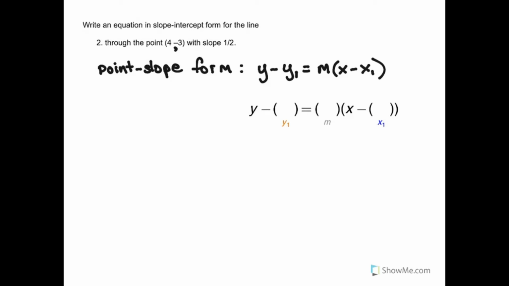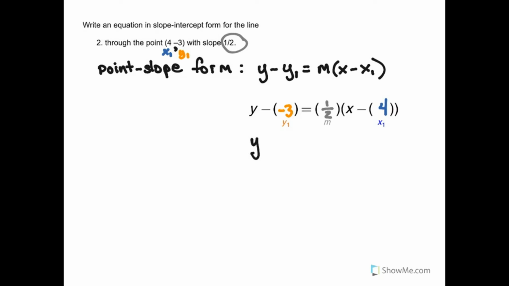Well, let's fill in the values we know. The x-coordinate of my point, x1, is 4. So I can fill in 4 where it says x1. The y-coordinate of my point, -3, can be filled in the y1 spot, and the slope I'm given to be 1/2, so I'll fill that in for m. Now it's just a matter of simplifying this equation.